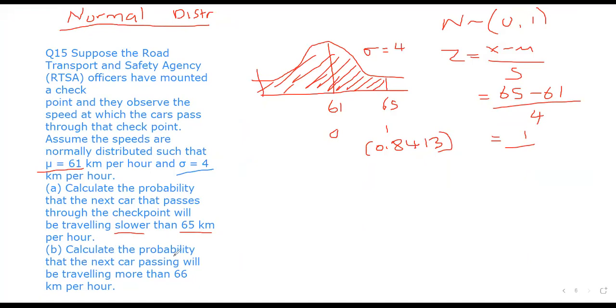But part B, calculate the probability that the next car passing through will be traveling at more than 66 kilometers per hour. So focus on standardizing. And 66 is here. Which side are we going to shade, the left or the right? The right. So clearly, you need to tell that greater is on the right. And the part you are seeing here is a small shading. Whenever the shading is small, you know that the probability must be small and the answer must be subtracted from 1 or 0.5, depending on the table you're using.